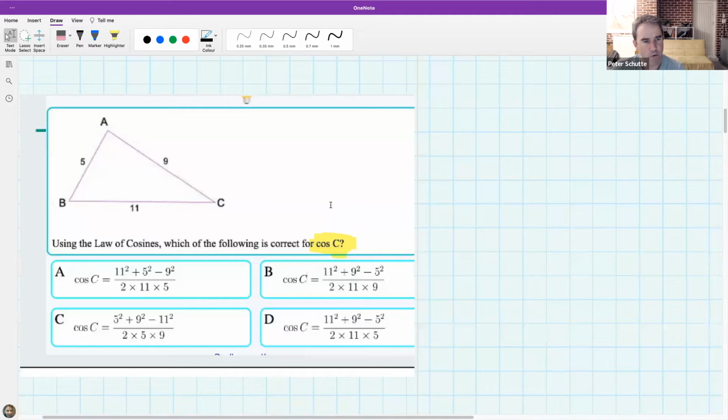Which of these 4 do we think it is? And remember what we said, if we're looking for a particular angle, cos of C, that is the angle that we start with. Now, it's quite important we recognize what is the side that's opposite that. And that might give us some clues. Give a little bit more time.